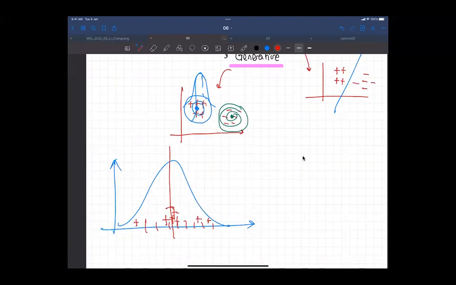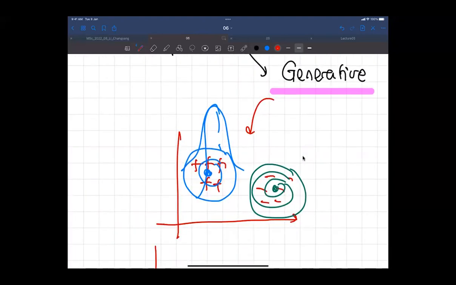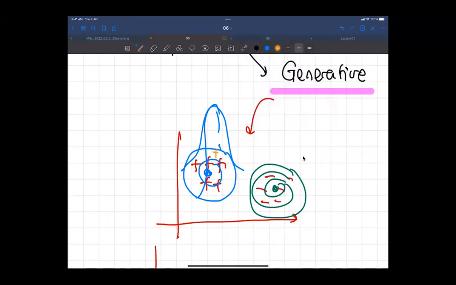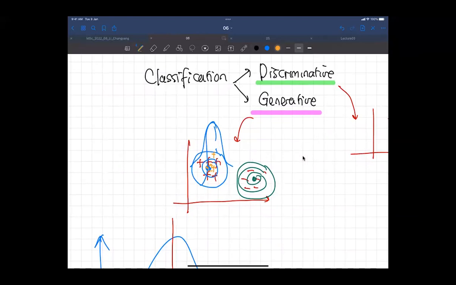If you know the distribution of this blue curve, you can sample new data. Although this data is not there, you can sample it because you know the distribution. And this sampled data is called synthetic data. That's why this approach is called generative, because you can generate synthetic data. You can generate samples, basically. And that differentiates discriminative from generative.